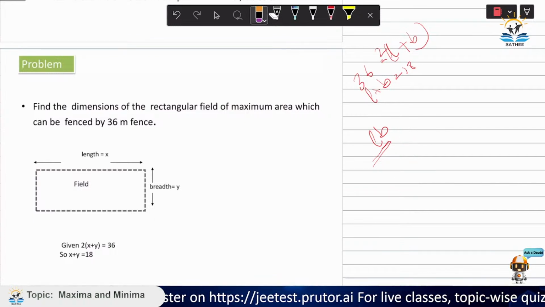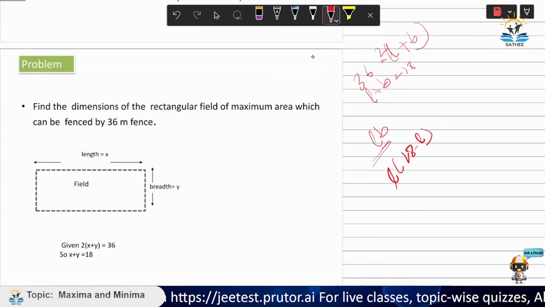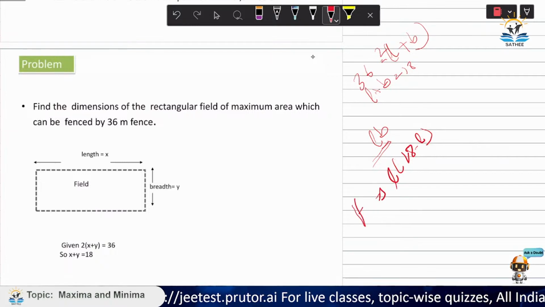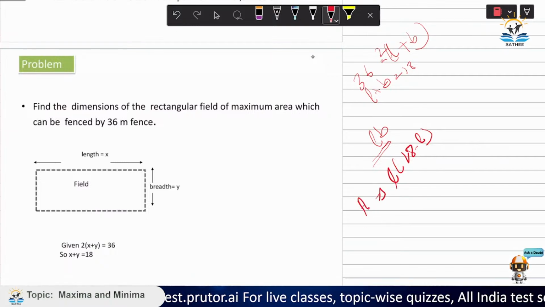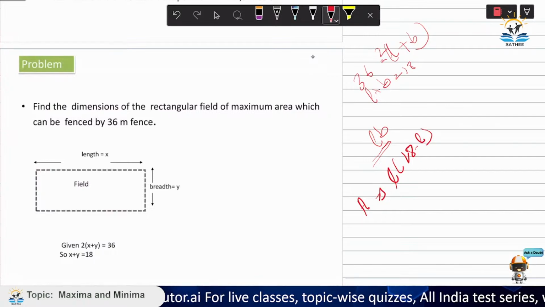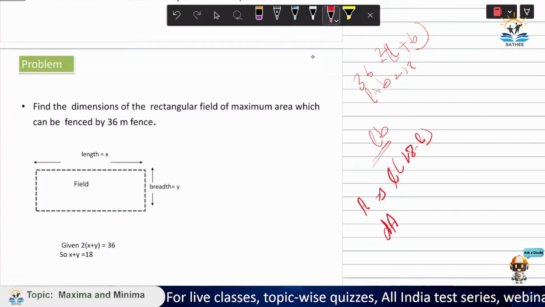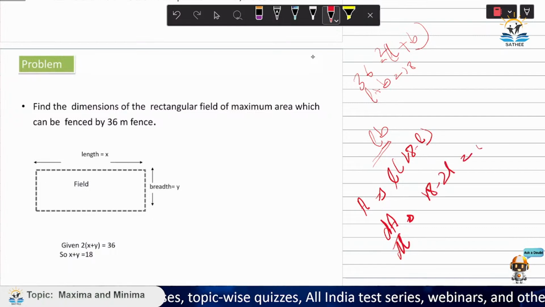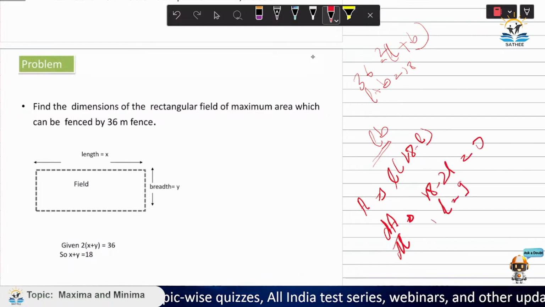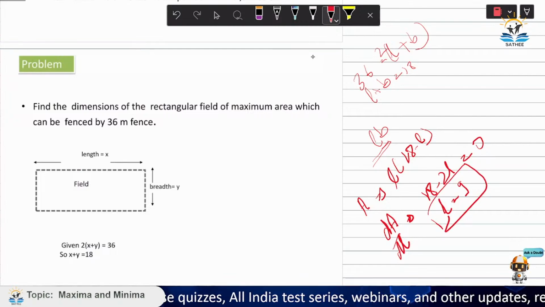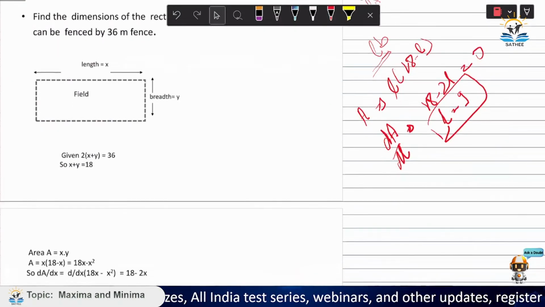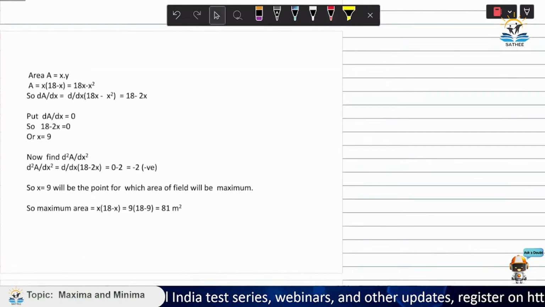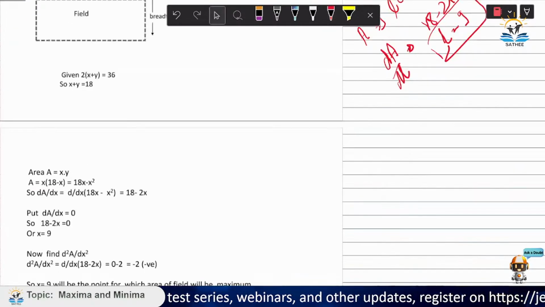This is the area, and we differentiate it with respect to L to get the maximum of it. So this becomes 18 minus 2L, and we put it equal to 0, so L comes out to be 9. So it is 9 into 9. This is what we have done in the question.